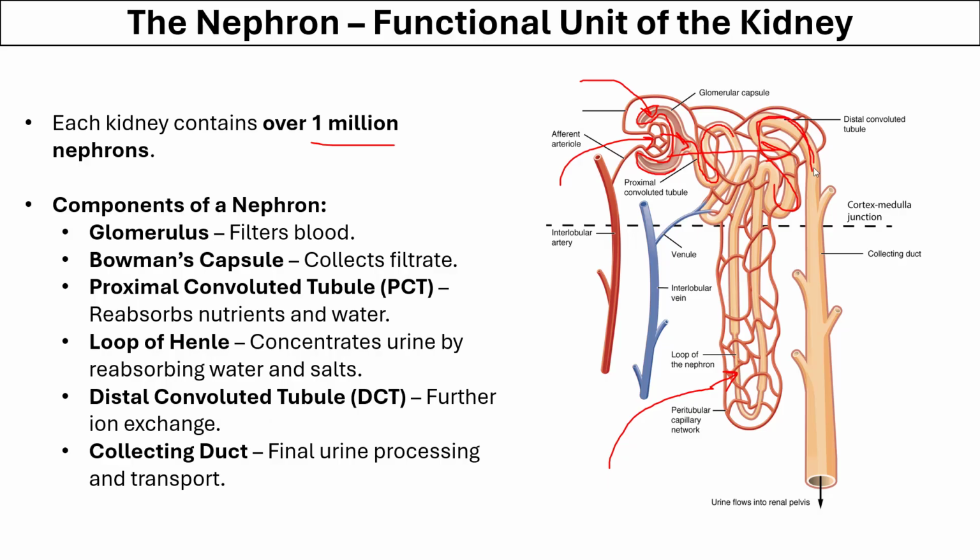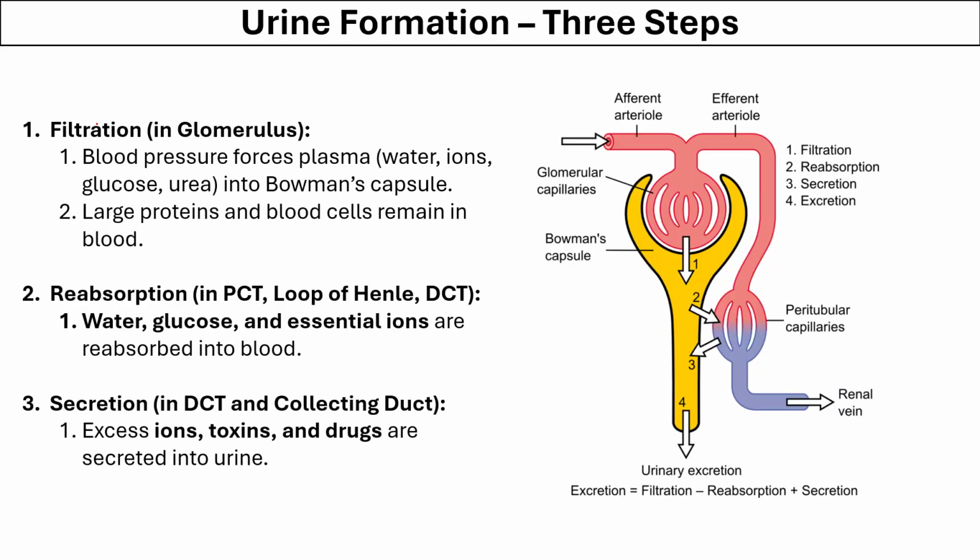Ultimately, the urine formed is collected in these collecting ducts, and you will see that several nephrons are ending into one collecting duct, because the goal is to collect all the urine from different nephrons and then pass it on to the renal pelvis. Now there are three main steps to the formation of urine.